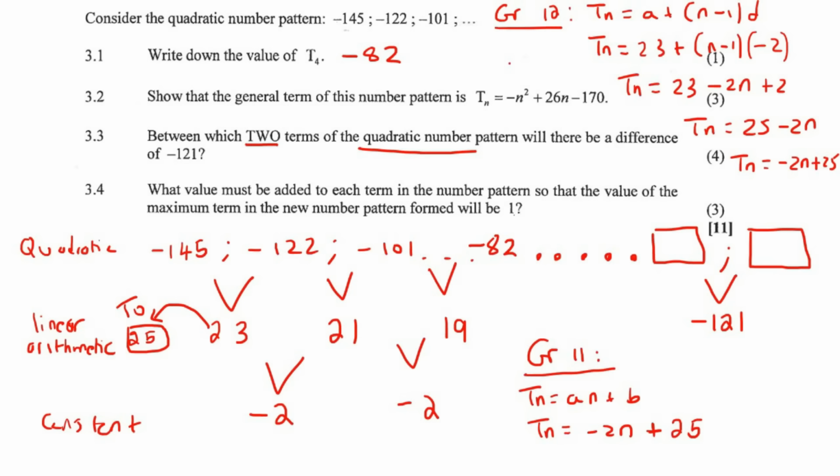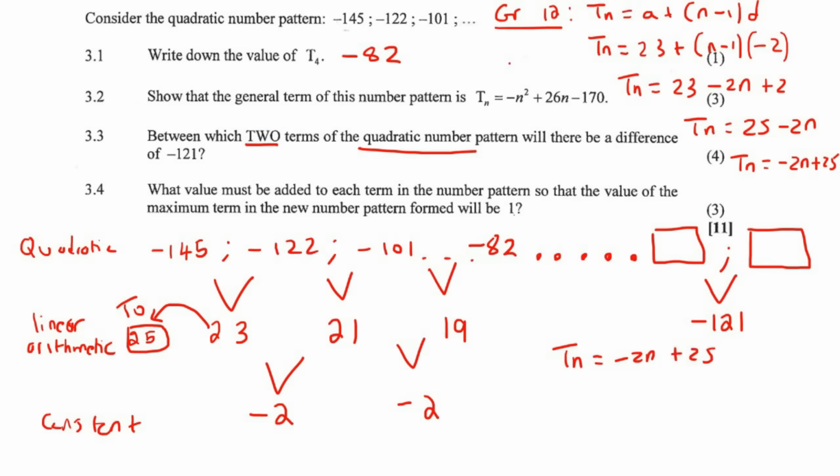So now it doesn't matter if we're grade 11 or grade 12, it becomes the same. We need to work out, in that pattern, where we find a term that has minus 121. So we're going to substitute minus 121 in the place of the Tn. Whether you're using the grade 11 or 12 method doesn't matter right now. So I'm going to erase the grade 11 method and just write that formula down. We want to know where we would find minus 121, so we put minus 121 over there. And now we're just going to solve for n.